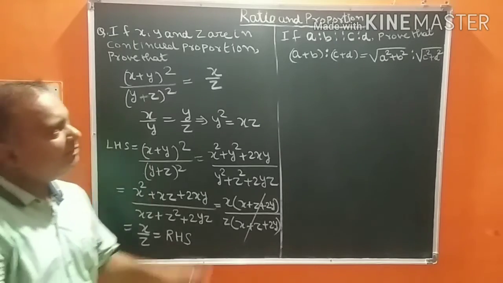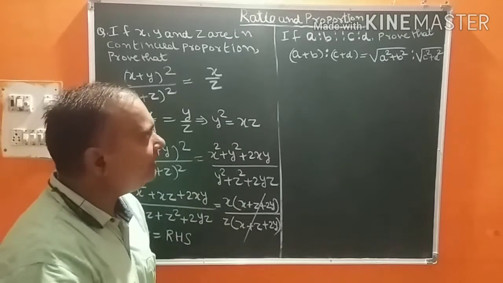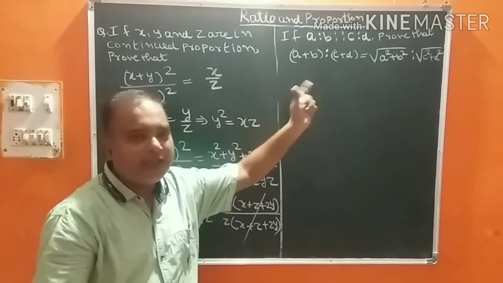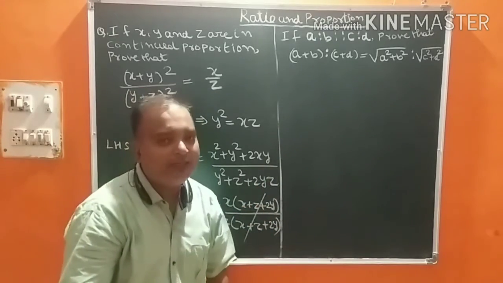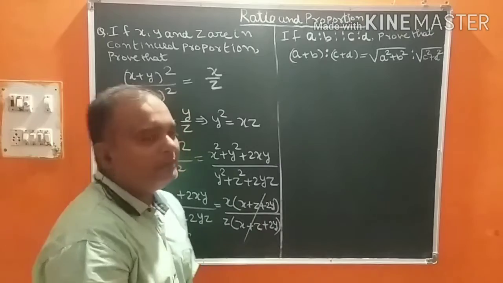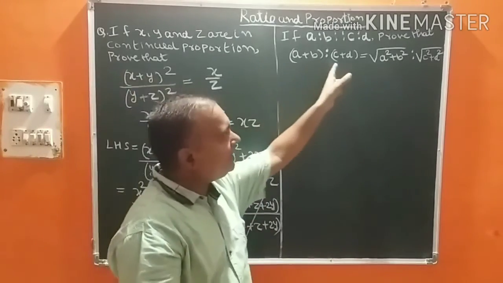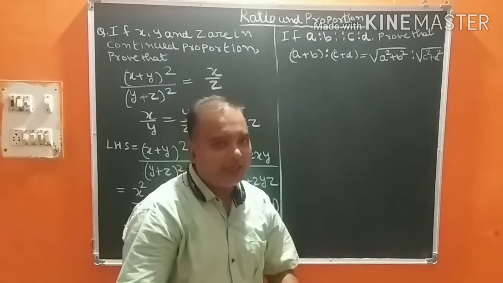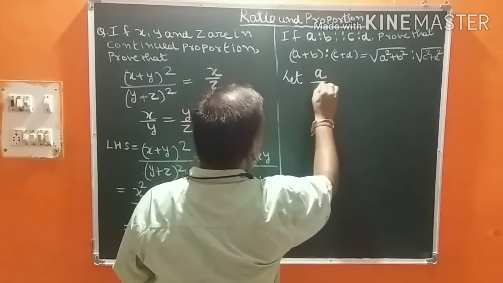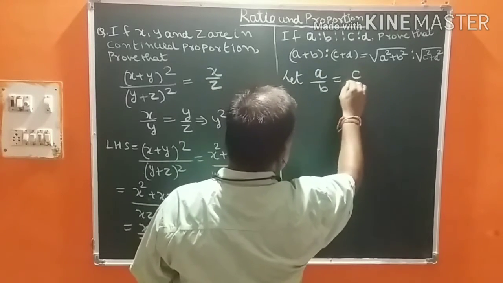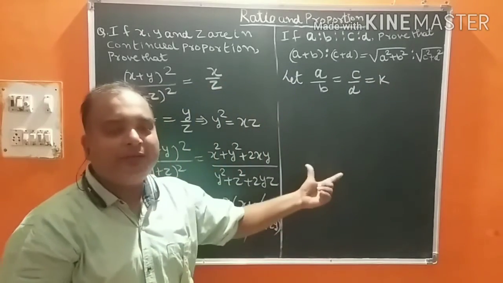Now the next question, if a ratio b is equal to c ratio d, then prove that a plus b ratio c plus d is equal to under root a square plus b square ratio under root c square plus d square. We are given a upon b equal to c upon d. Means we can say a, b, c and d are in proportion. So can we write, let a upon b equal to c upon d equal to k. What is k? k simply is a constant.